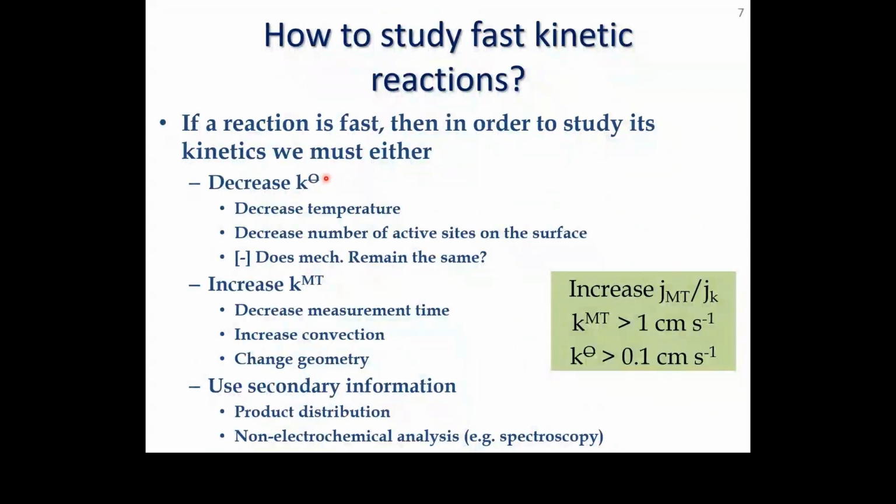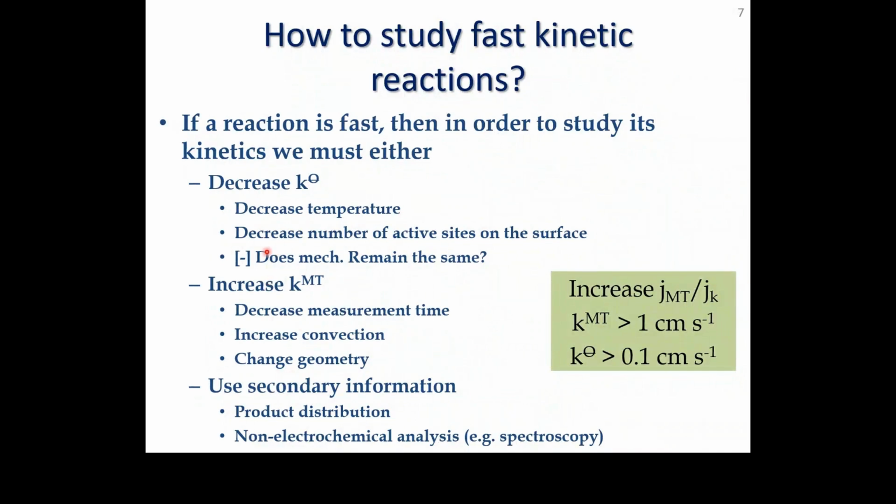The first one, realizing that what we want to do is increase the ratio. One of the things we could try and do is actually decrease our current density for the kinetic reaction, that is decrease K0. The easiest way to do that is decrease the temperature. Another approach might be to decrease the number of active sites on the surface. So for some systems, as we'll talk in a moment, that becomes a possibility.